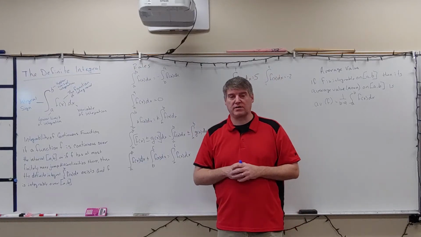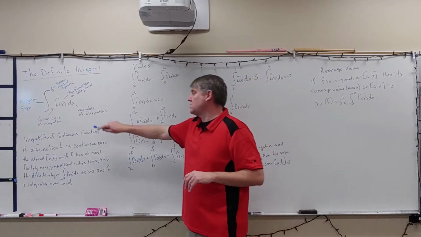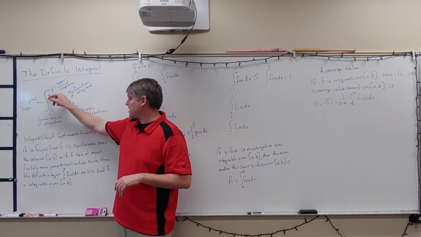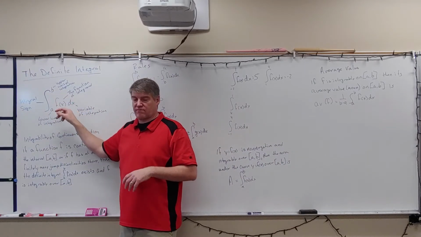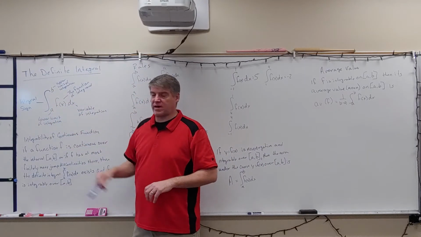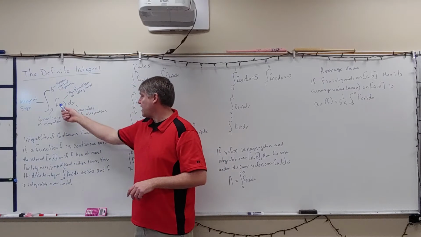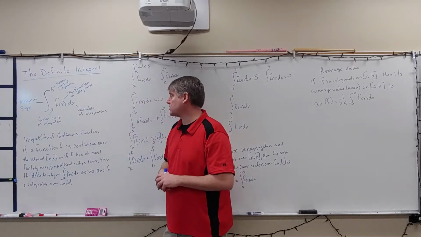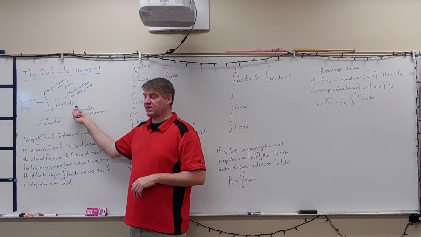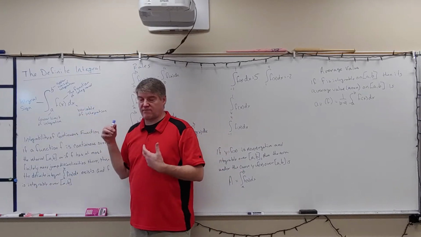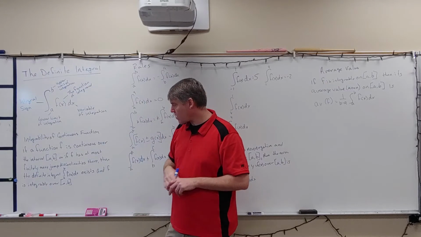All right, we're going to start talking about the definite integral. So this is the definite integral symbol. We have the integral symbol, we have a to b of f(x) dx. A is my lower limit of integration. B is my upper limit of integration. f of x is my function, the integrand, and dx is my variable. So x would be my variable of integration.